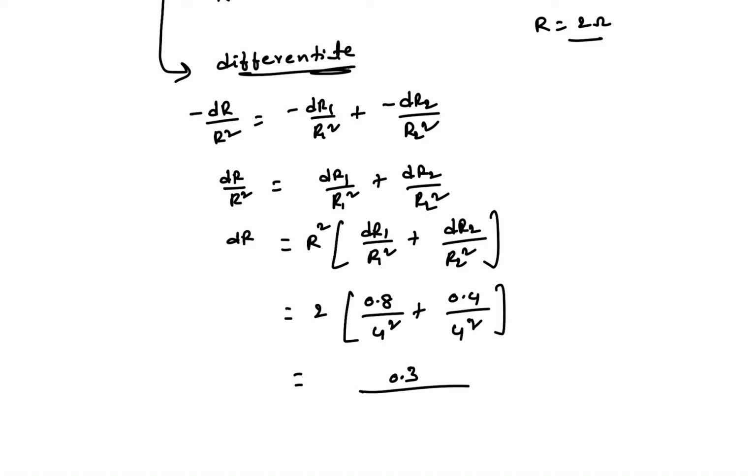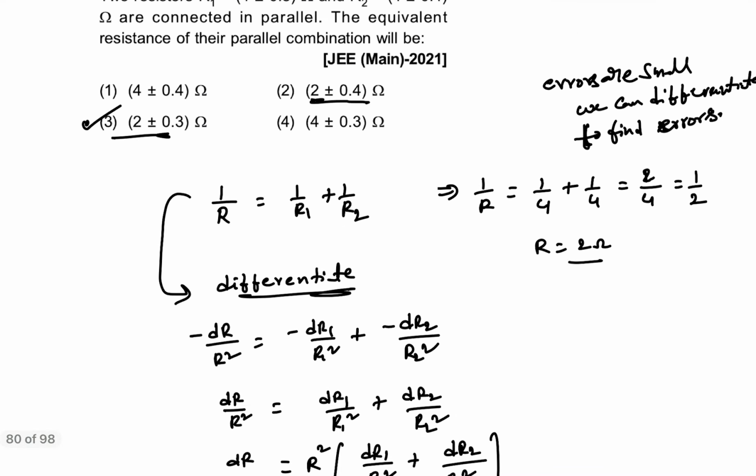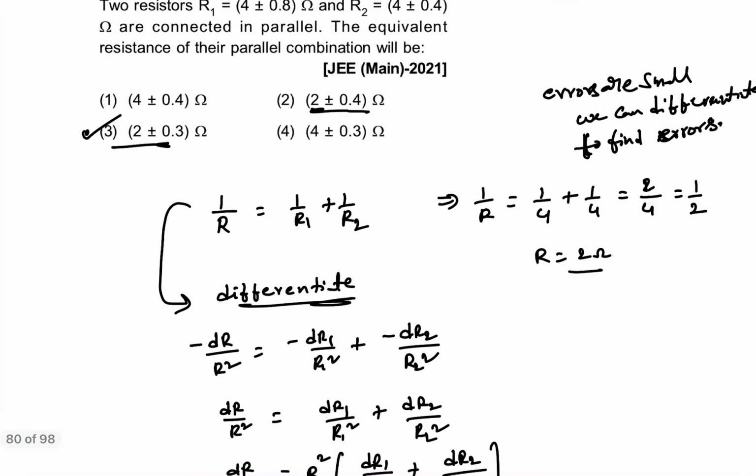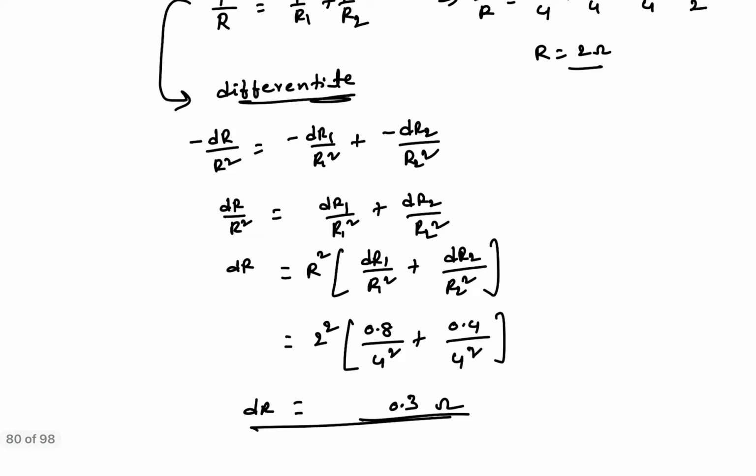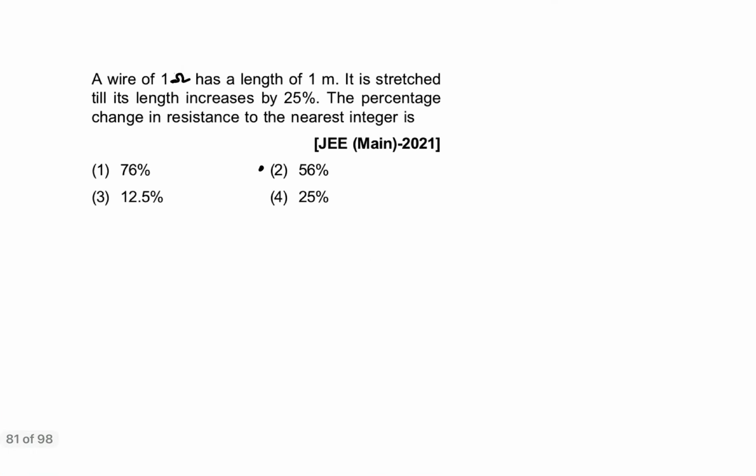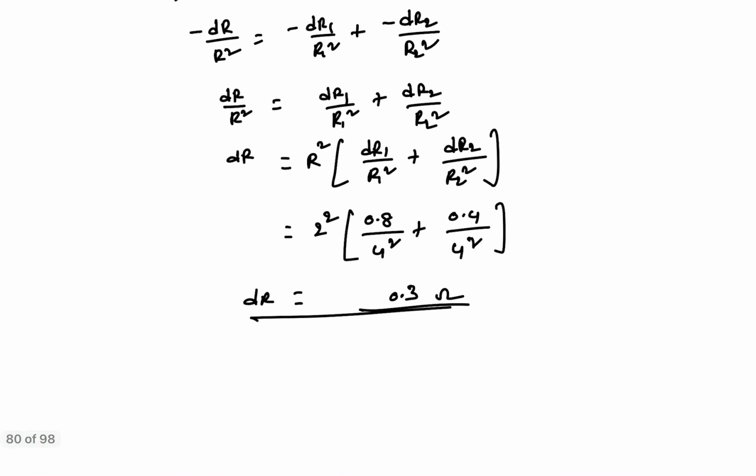What they are asking actually is R plus delta R, so now you write this dR value. dR value is R square, 2 square. dR value is equal to 0.3 ohm. Just substitute there, R value is there, 0.3 is there. You can get the answer for this.